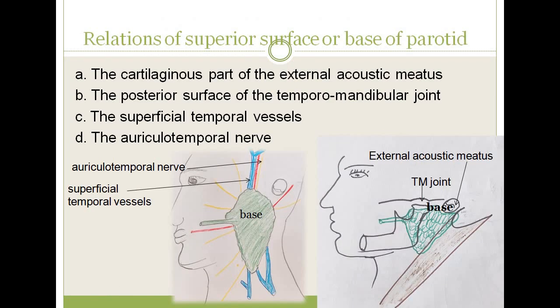Now relations of the base of parotid. Here now we know that superior surface is also known as base of the parotid gland. So this is related with, you can see here, a cartilaginous part of external acoustic meatus. Then here you can see temporomandibular joint. So posterior surface of temporomandibular joint and superficial temporal artery and vein, as well as auriculotemporal nerve. So these are the structures in relation with the base of parotid gland.